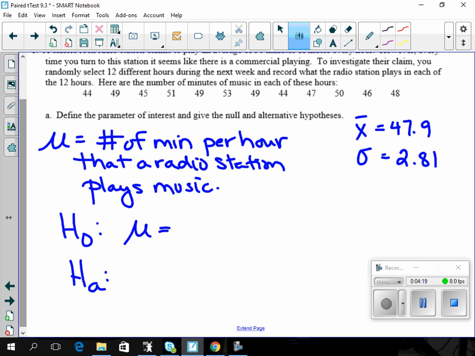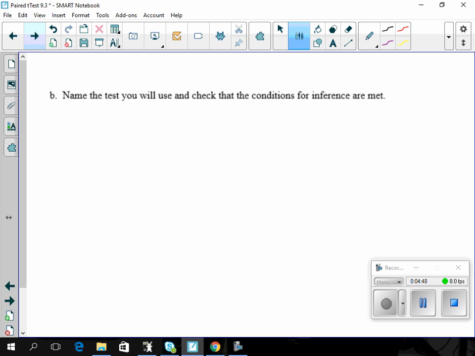So mu equals, and mu less than, because the question says every time you turn on the radio station, it feels like there's a commercial playing, so we don't think that their 50 minutes is right. So mu equals 50, we think it's less than 50. How do we feel? Okay, so far. We know to use mu, we know to use equals in our null. Okay, perfect.